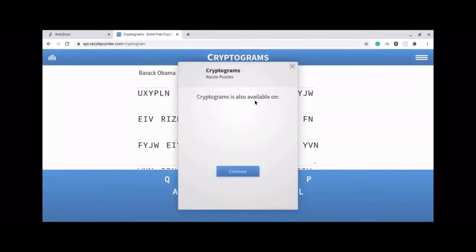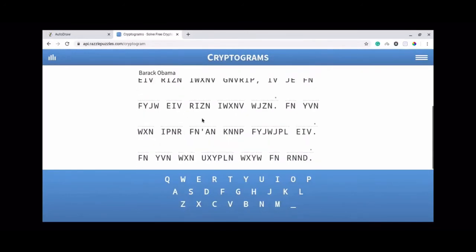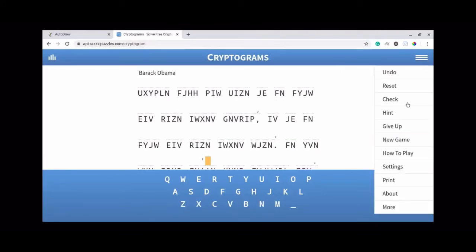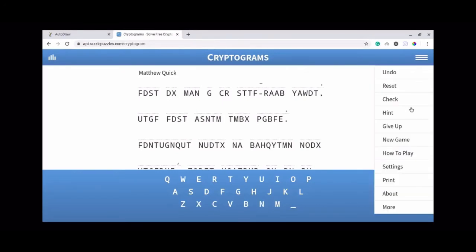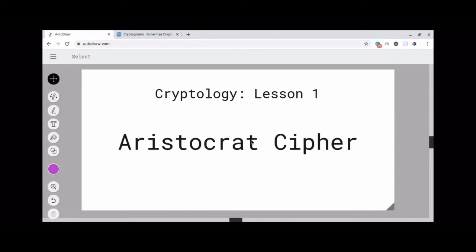You can go to new game. Oh, there's an app. This one's kind of long, but there's a contraction here. It's kind of really fun if you keep going. If you think it's long, click here. Go to new game. Like if you don't know who Matthew Quick is, you can keep going. Albert Einstein. I think that's the same one we did earlier. But anyway, my point is cryptograms is really nice for aristocrats.